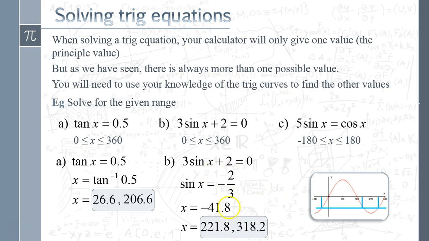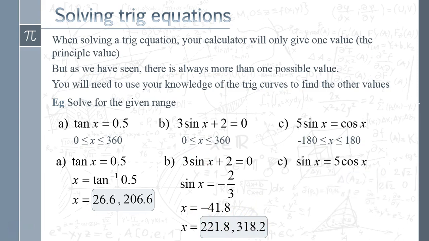So in that case, we got our principal value off our calculator, the minus. It wasn't in the range we wanted, so we had to adjust to pick out the values that are in the range that's been stated. Okay, on we go to part C. Now we've got an equation here that involves sine and cos.